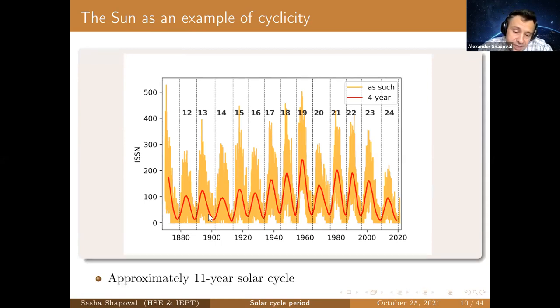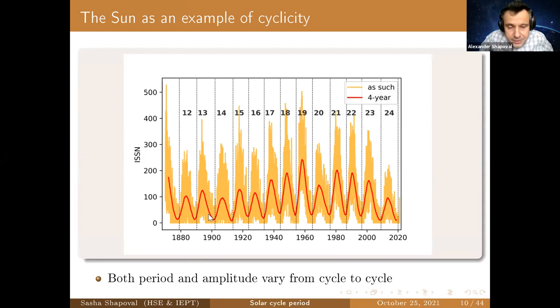The 11-year cycle is quite visible, but let me stress that it's not a cycle, it's not an exact regularity, it's a quasi-regularity, a quasi-cycle, because the period, in quotes, and amplitude vary from cycle to cycle. And you can even see that from the beginning of the 20th century, the cycles are in general larger. So we see a long wave.